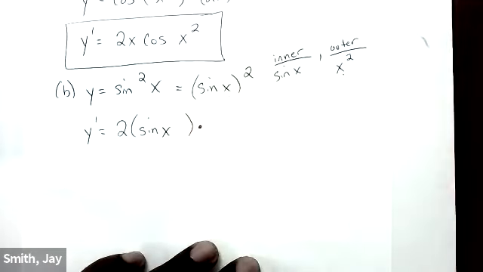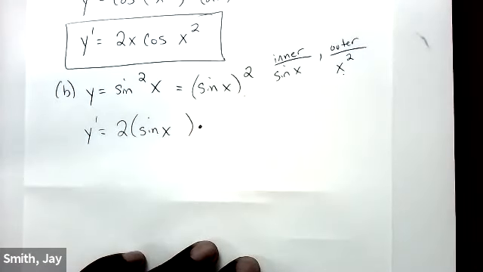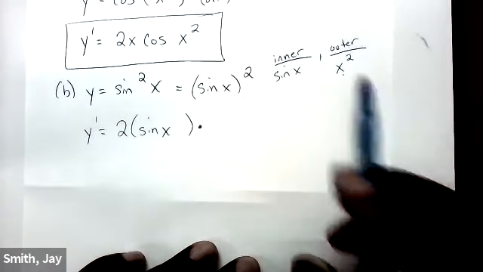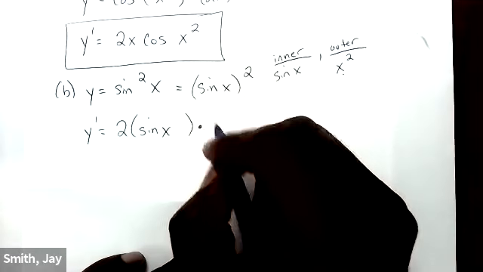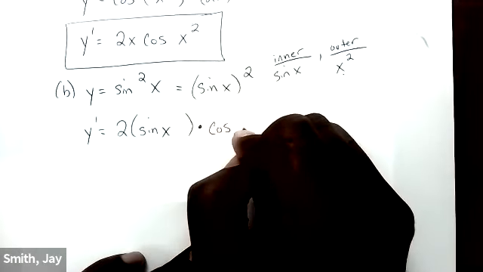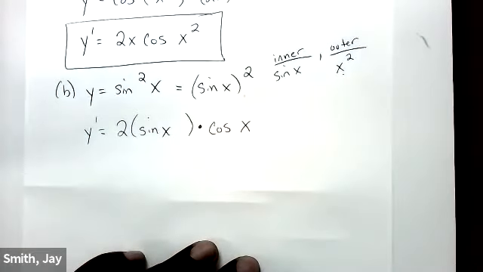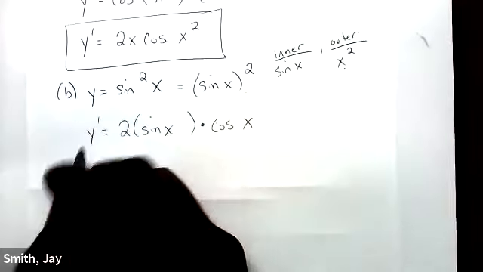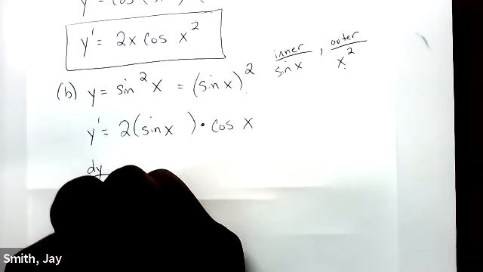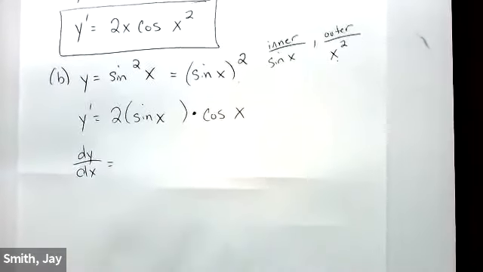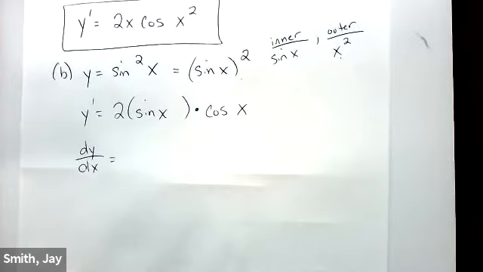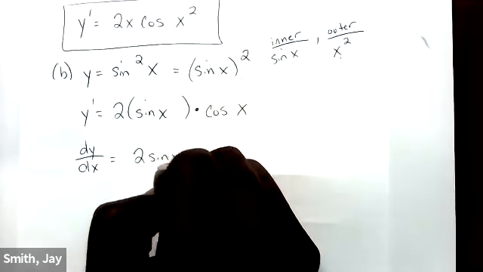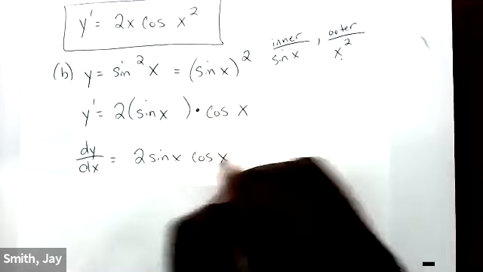Now we need to multiply by the derivative of the inner function. My inner function, sine x, derivative of sine, cosine. So derivative of sine x, cosine x. And now we're just going to look to simplify if possible. So dy dx, or the derivative of y with respect to x, 2 sine x, cosine x.